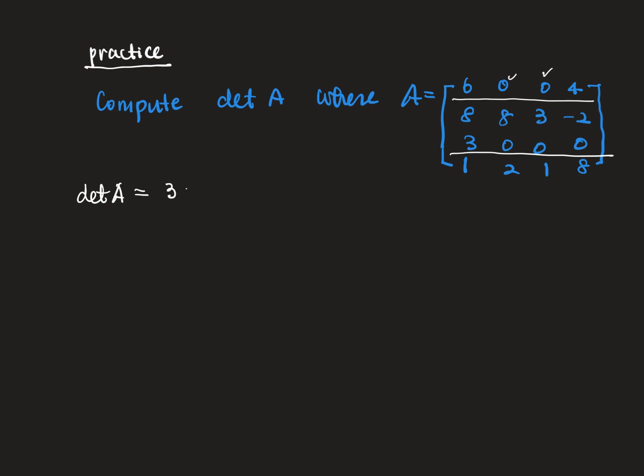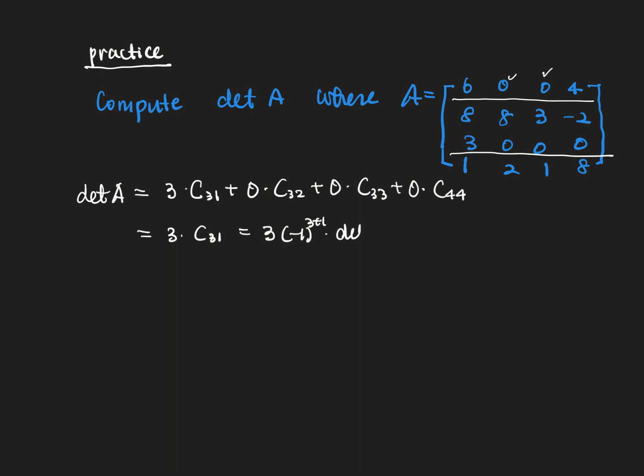So 3 C31, plus 0 C32, plus 0 C33, plus 0 C34. So everything is gone, only 3 C31. C31 is gonna be negative 1 to the 3 plus 1, determinant A31. So 3 plus 1 is an even number. Negative 1 to an even number is always 1. So 3 determinant A31.